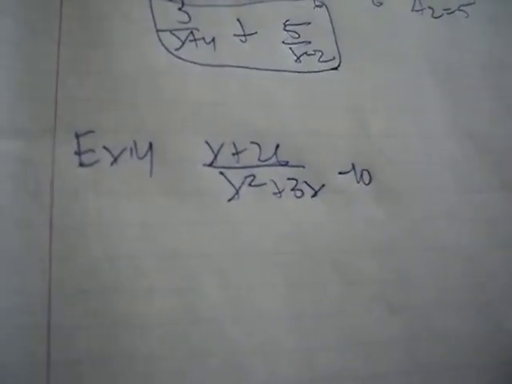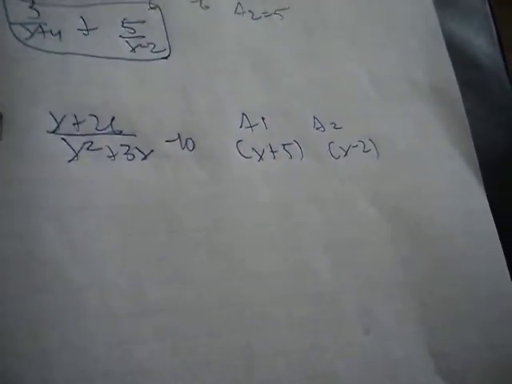So it'd be 3 over x plus 4, plus 5 over x minus 2. And we got that all by ourselves. Alright, last example now. You'll understand all of this. So, example number 4. I think we'll come out with x plus 26 over x squared plus 3x minus 10.